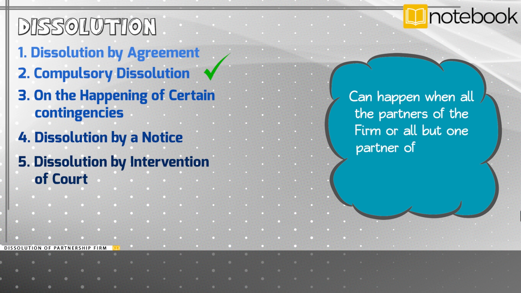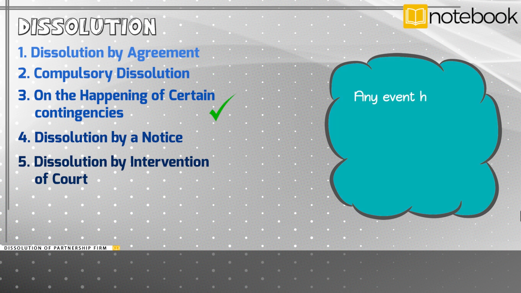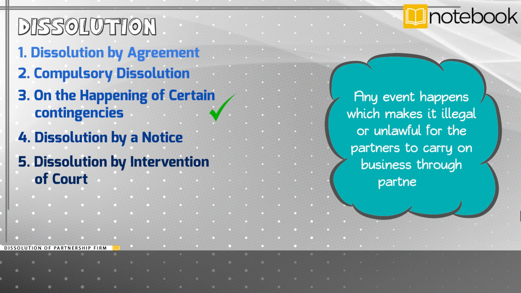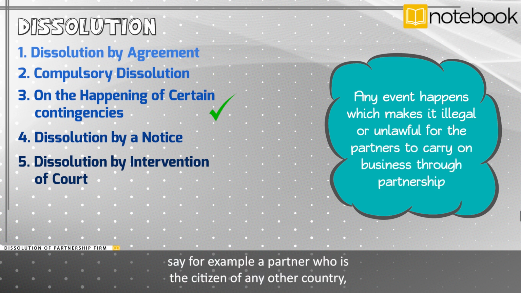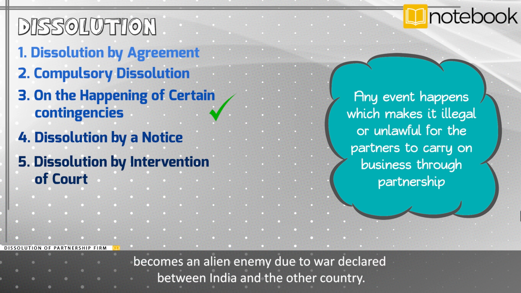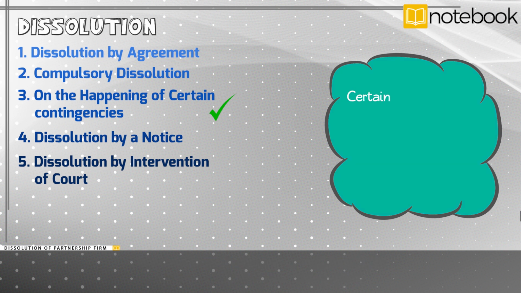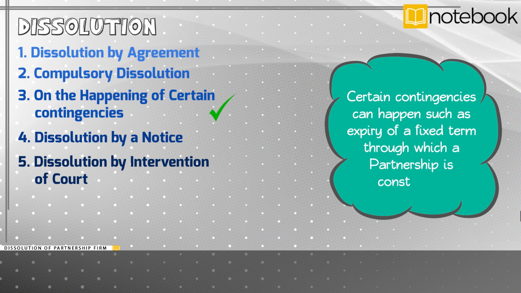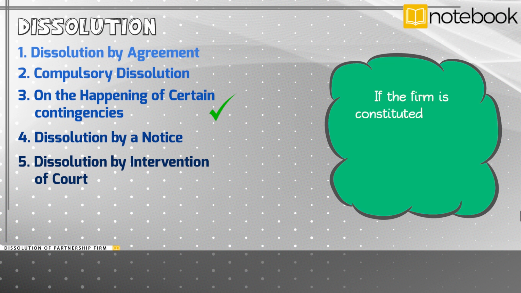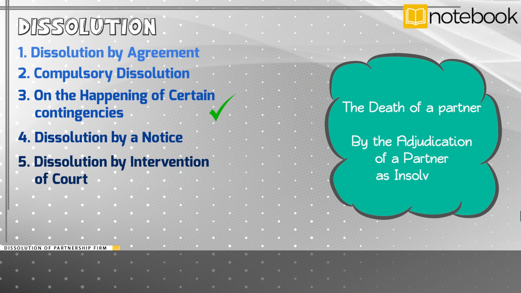Compulsory dissolution can happen when all the partners of the firm or all but one partner of the firm are declared insolvent, turning them not eligible to sign a contract. It also happens when any event makes it illegal or unlawful for the partners to carry on business through partnership, say for example, a partner who is a citizen of any other country becomes an alien enemy due to war declared between India and the other country. Certain contingencies can happen, such as expiry of a fixed term through which a partnership is constituted, if the firm is constituted for the completion of one or more ventures, the completion of them, the death of a partner, or the adjudication of a partner as insolvent.